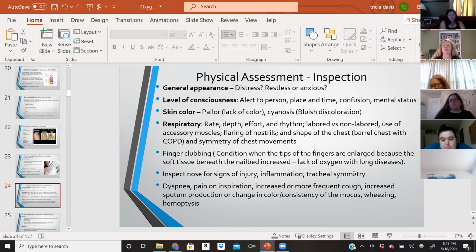When you listen to the patient, do you hear any wheezing, inspiratory or expiratory? And then are they coughing up any blood? That's hemoptysis.